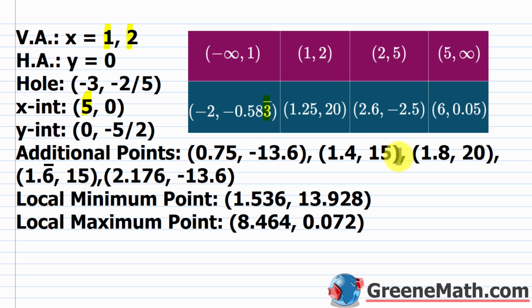And then I have some additional points to make it easier to graph. So 0.75 comma -13.6, 1.4 comma 15, 1.8 comma 20, and then 1.6 where the 6 repeats forever, comma 15, and then 2.176 comma -13.6. Then again, when we look at this local minimum point and the local maximum point, you need calculus to get these. This right here, you really don't need for your graph at this point.